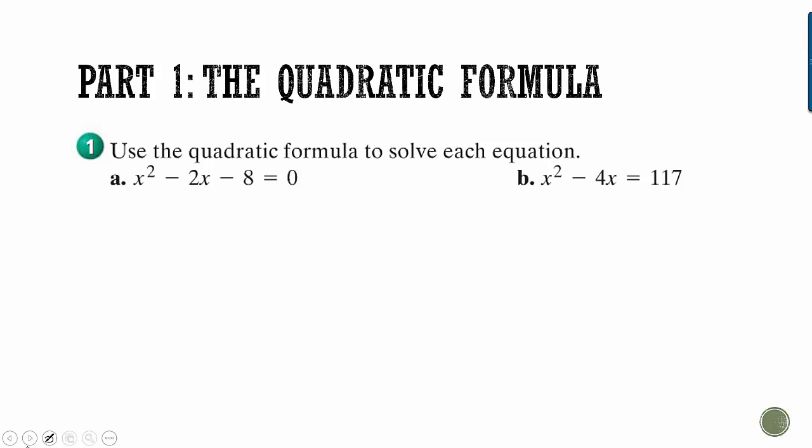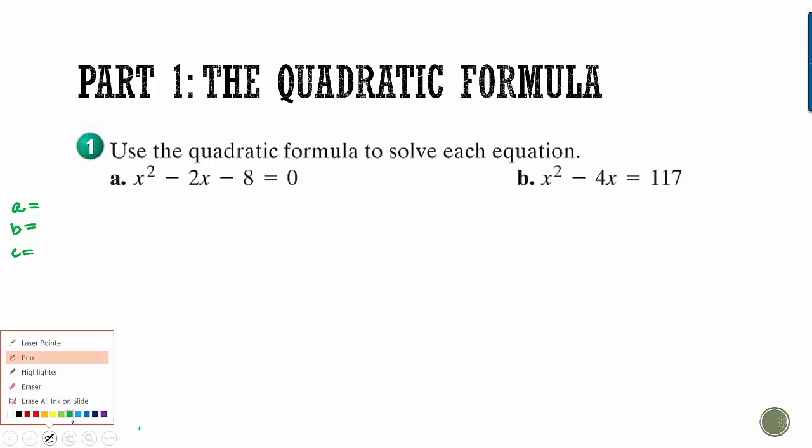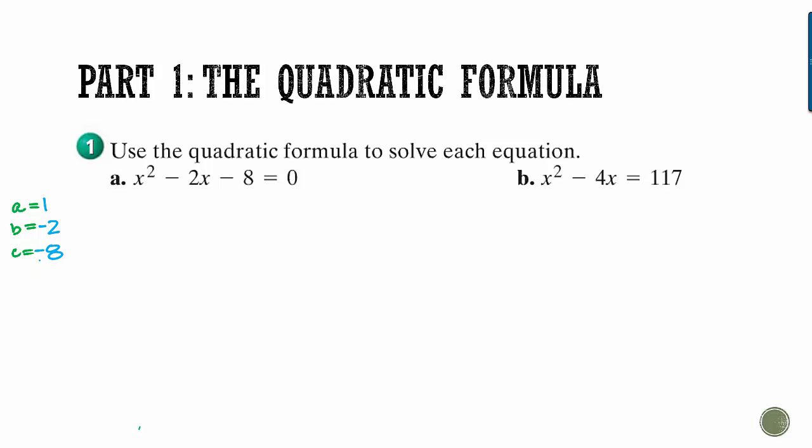So use the quadratic formula to solve each equation. The first thing you need to do is make sure that it's in standard form, which means get everything over to the left side and have it equal 0. Once that happens, pick out your a, b, and c. A is always next to x squared, b is always next to x, and c doesn't have a letter on it. So my value in front of x squared is 1, my value in front of x is negative 2, and my value without an x is 8.